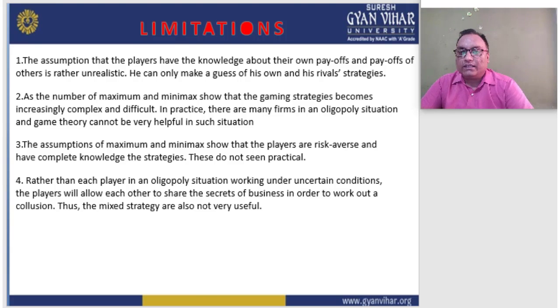And in this third case, the assumptions of maximin and minimax show that the players are risk averse and have complete knowledge of the strategies, and these do not seem practical. Rather, each player in an oligopoly situation works under uncertain conditions, and the players will not allow each other to share the secrets of the business in order to work out a collusion, and thus a mixed strategy is also not very useful for this nature.